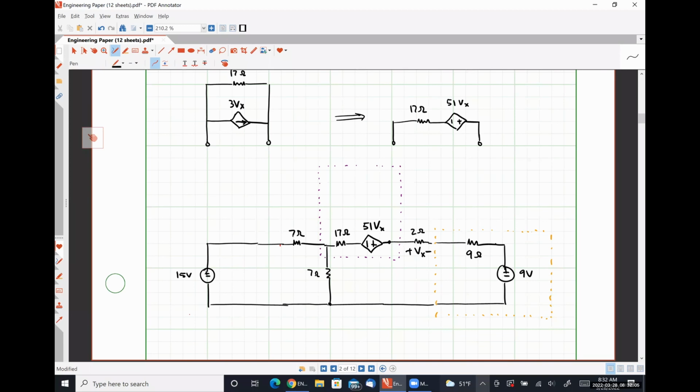Since my 2 ohm resistor is where the voltage Vx is defined, I'm going to leave that alone. But I am going to argue that the 17 ohm resistor and the 9 ohm resistor are in series because they have to be carrying the same current because they're both connected to the same branch and there's no opportunity for any current to branch off. So I can erase the 17 ohm resistor, add it with this 9 ohm resistor, and 17 and 9 gives me 26 ohms.